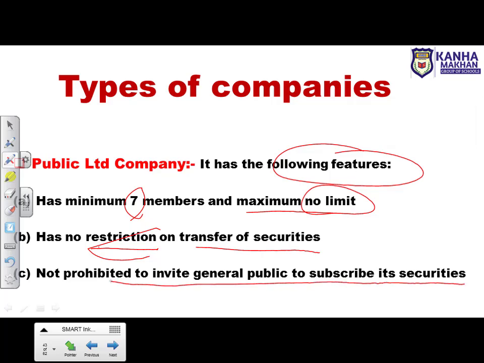So basically, the securities or the shares of this public limited company, the general public can easily buy and easily sell in the market.